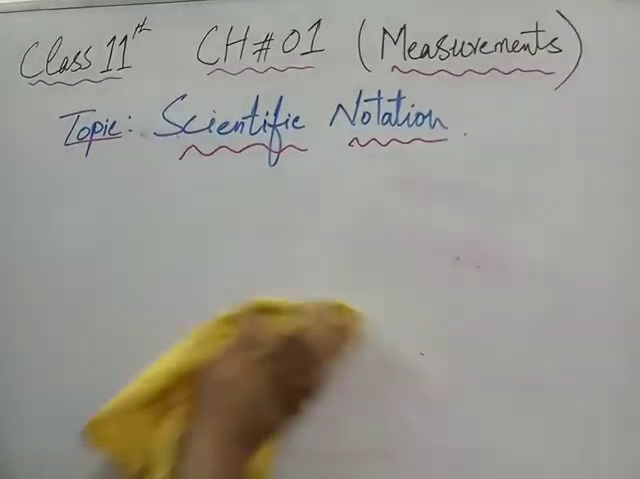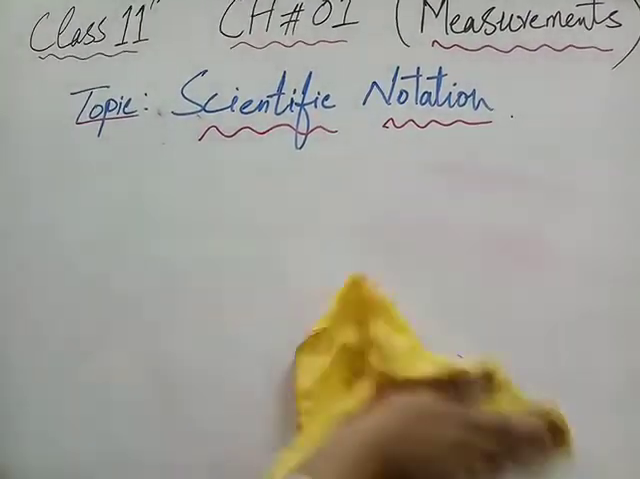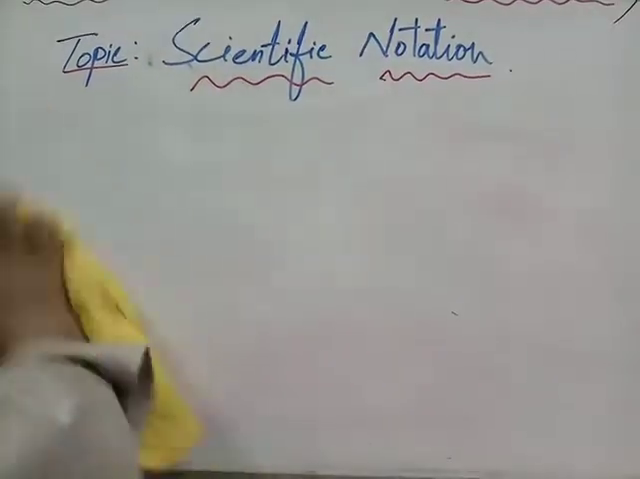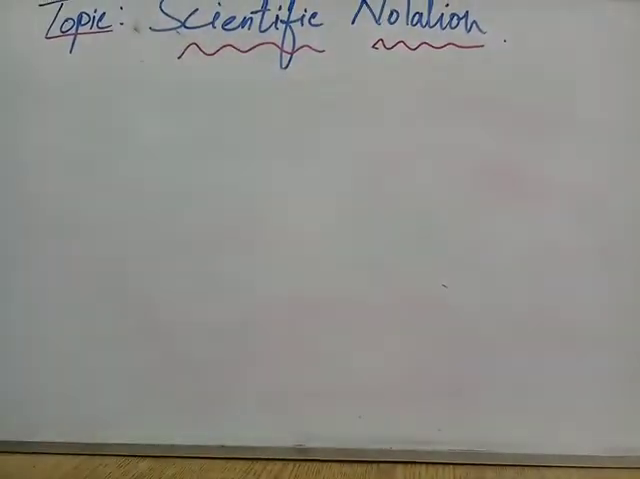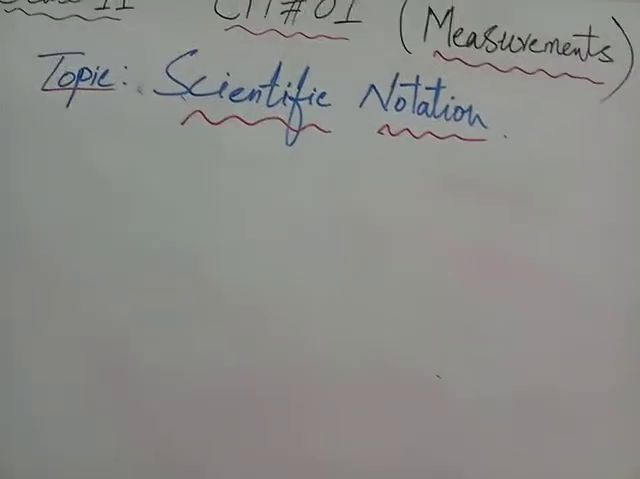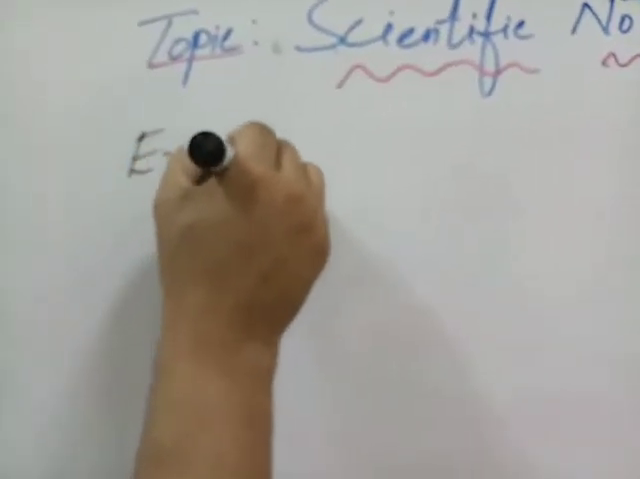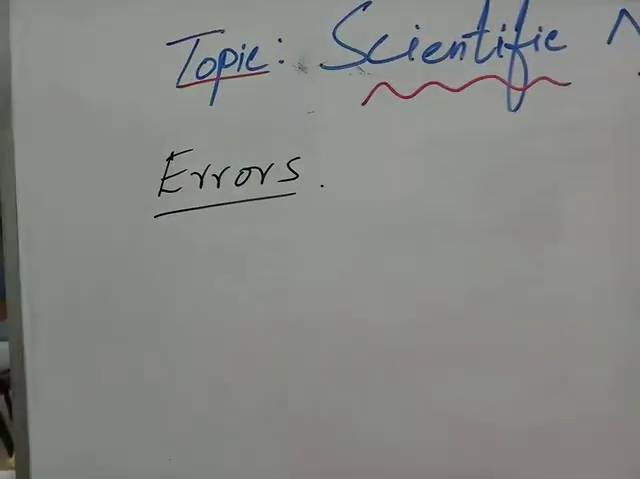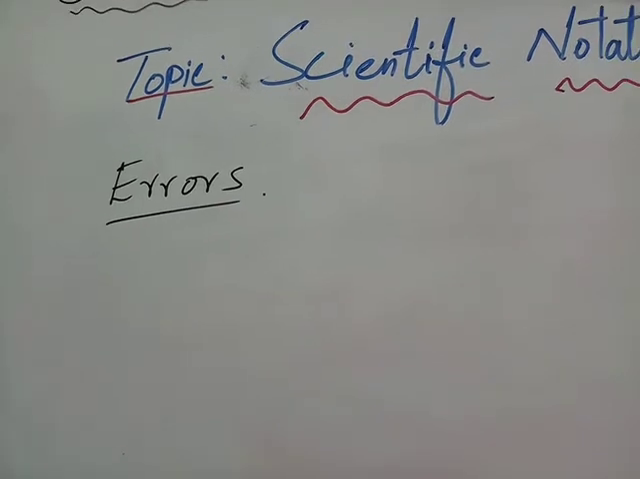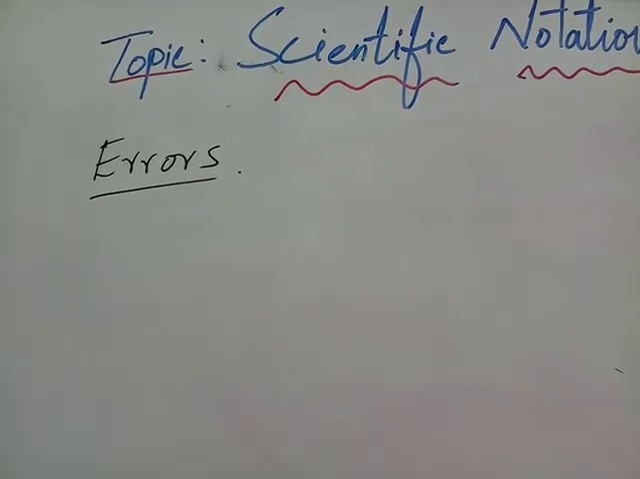This question will be in your short question answer: What are the errors and how will we remove these errors? So first I am going to explain the topic errors. The topic is errors and uncertainties. Uncertainty is another topic. So now I'm going to describe the errors.